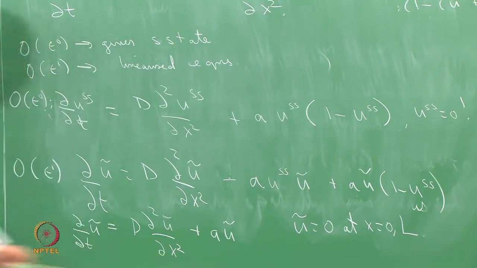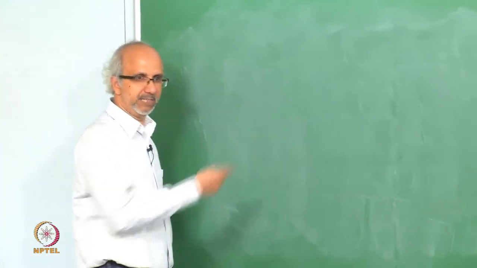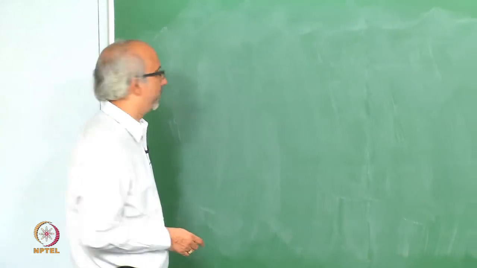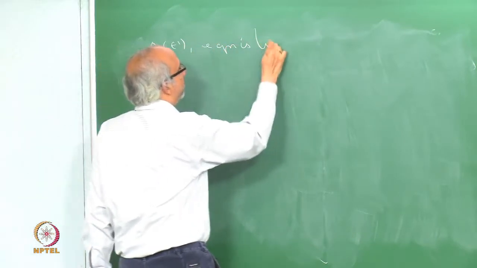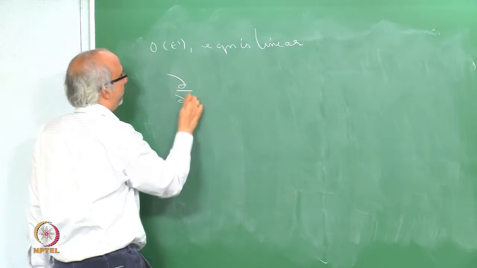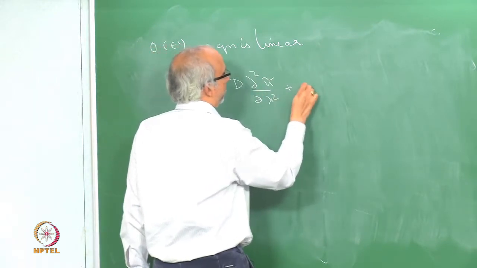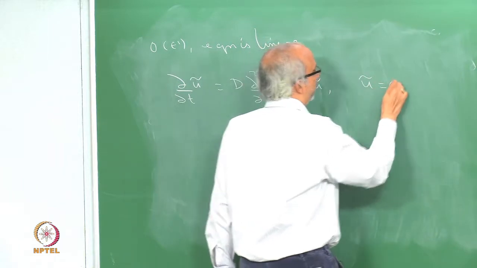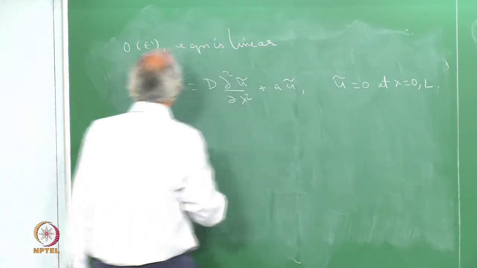What I want to emphasize here is that that's a linear equation for u tilde, because what we've done is essentially a linearization. You could have done this linearization using the Jacobian, which is what was discussed last time. You'll get the same result. You should do that and verify for yourself. So at order epsilon to the power 1, the equation is linear. And what do I get? a u tilde, and u tilde equals 0 at x equals 0, comma L. Not only is it linear, it is also homogeneous.